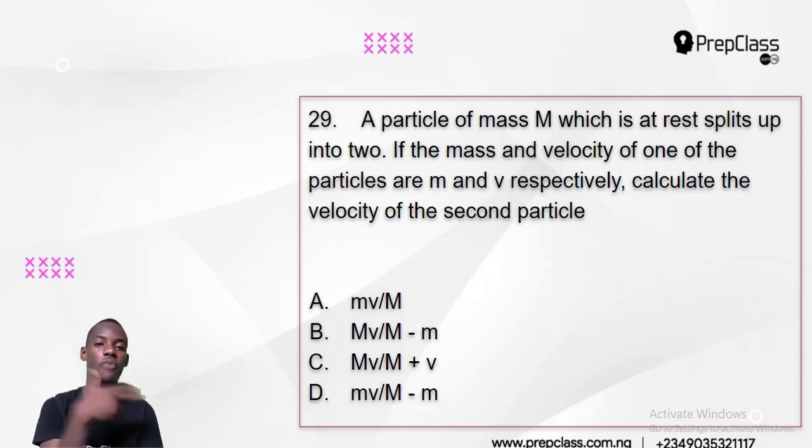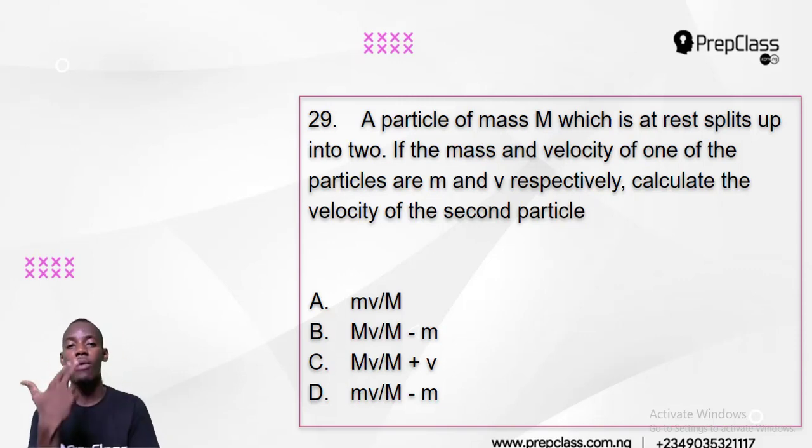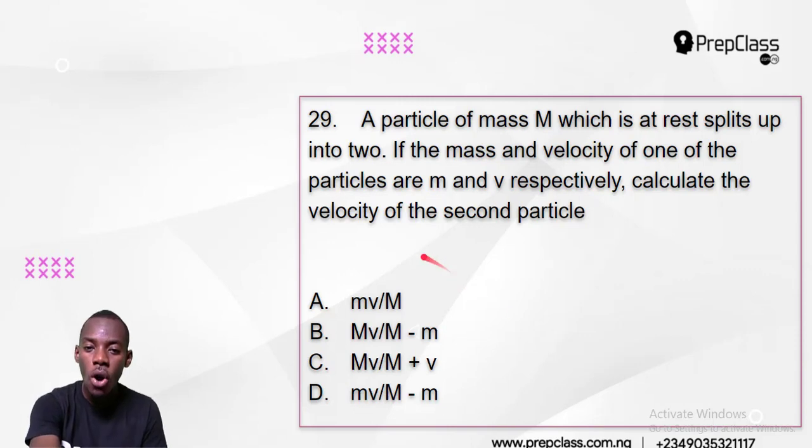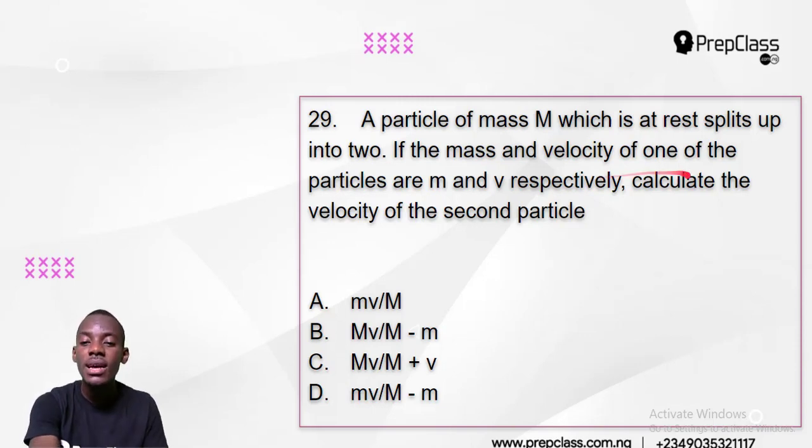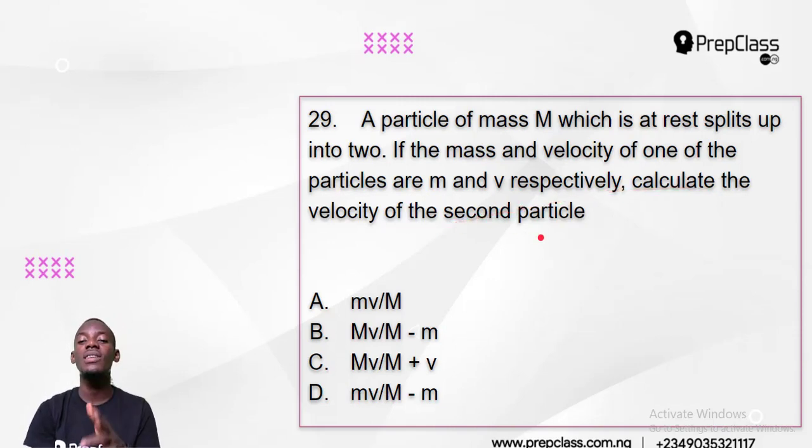One will move backward, one will move forward. As the bullet goes forward, the gun will go backward. So the gun is the particle of mass m at rest, when you have not shot it. Then, if the mass and velocity of one of the particles are m and v, let's say that's for the bullet. It goes out with its own mass, weight, and size, and it has its own velocity, and mass and velocity make momentum. So it goes out with a momentum, mass and velocity. Then they ask us to calculate the velocity of the second particle, and that second particle is the gun. So what is the velocity of the gun?